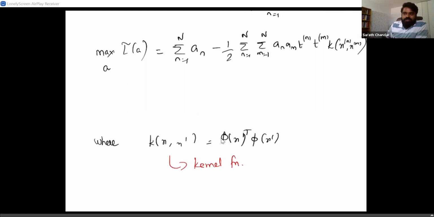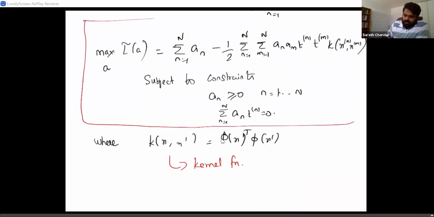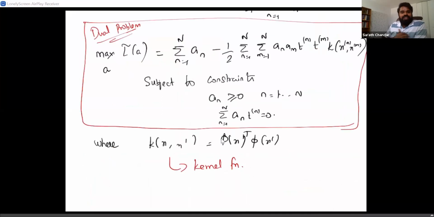Now this whole function is subject to constraints: a_n is greater than or equal to 0 for n equal to 1 to N, and there was also another constraint, which was summation over n equal to 1 to N of a_n t_n equal to 0. Now this is also a quadratic programming problem. This problem is actually the dual problem of my first problem, which is also known as the primal problem. One can either solve the primal problem to find w and b, or you could solve the dual problem to find a, and once you find a, you can use that to compute w and b.